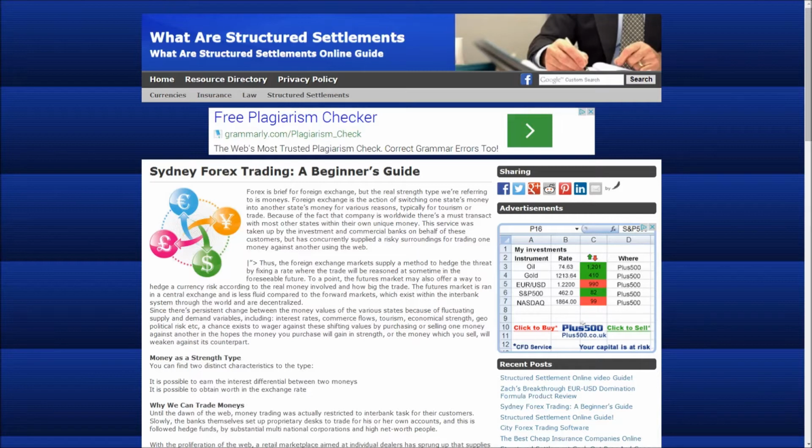To some extent, the futures market can also offer means to hedge a currency risk depending on the size of the trade and the actual currency involved. The futures market is conducted in a centralized exchange and is less liquid than the forward markets, which are decentralized and exist within the interbank system throughout the world.